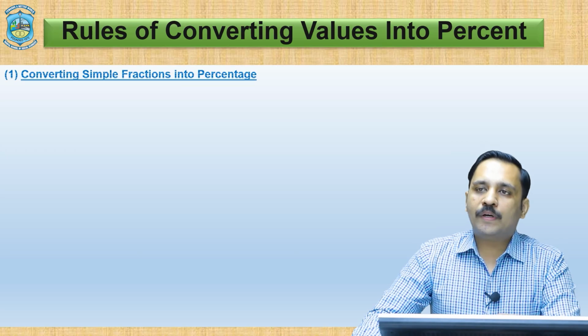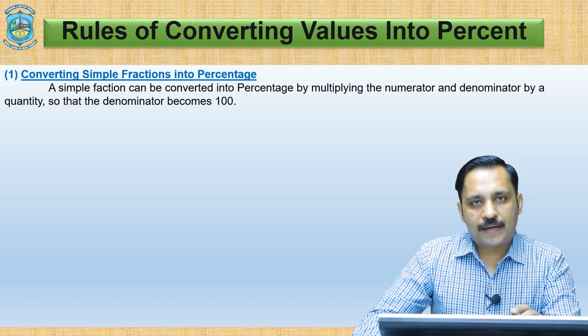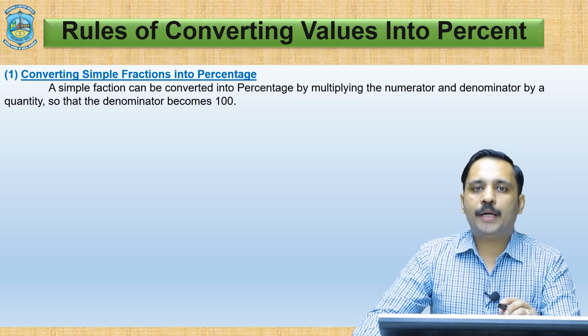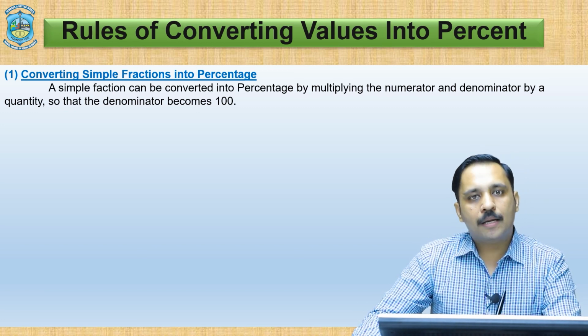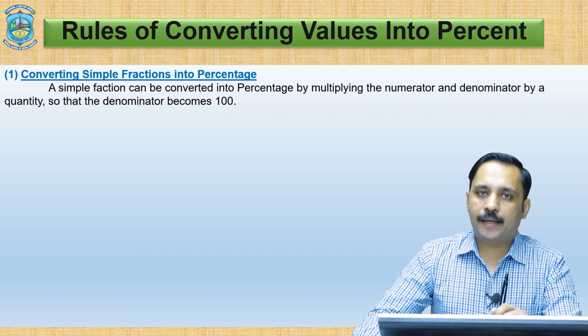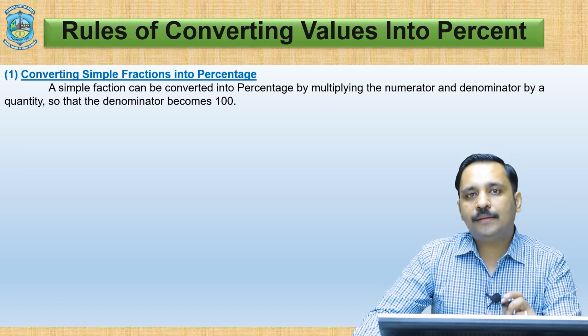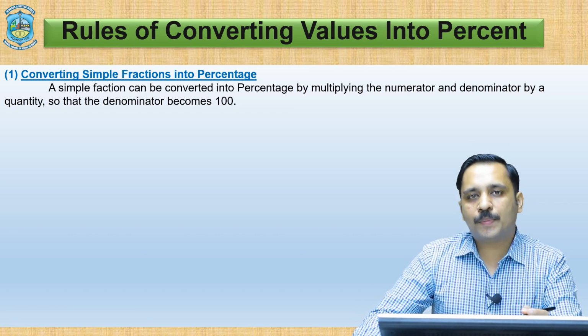Now we come to rules of converting values into percentage. Let us see the first rule: converting simple fractions into percentage. A simple fraction can be converted into percentage by multiplying the numerator and the denominator by the same quantity such that the denominator becomes 100. So our main intention is to make the denominator 100 because we know that 1 upon 100 is percentage.